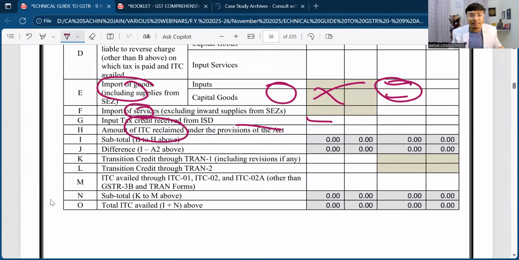Sir, 6A1 is very simple. The ITC which you have claimed during the current financial year, but the same is related to the preceding financial year, while filing the GSTR-9 of the preceding financial year, you have shown the same in table 10, 11, 12, and 13. So you have to provide a bifurcation of the amount. Mahendra sir, I think your doubt is okay. 6A1 is also okay.